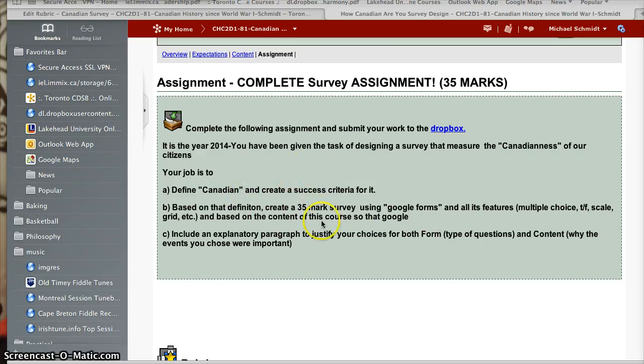And then you're supposed to create a 35-mark survey. 35 marks meaning, you know, you have 35 questions or so, right? And I wouldn't look at it as 35 and think randomly, okay, I'm going to start with one about this, and then another one about something totally random, and then a third one. Think about it in terms of creating subcategories. So maybe you have 5 questions about 7 different categories, or 7 questions about 5 different categories, or however you want to break it up.